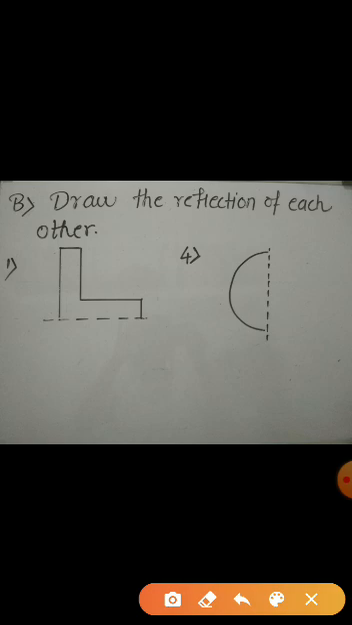Now come to the second question, that is question number B. Draw the reflections of the shapes. Here some shapes are given to you and you have to draw the reflection of the given shape, that is, you have to draw the mirror image. In the first figure, the upper side of the figure is given to you. So the reflection of this figure will be on the down side, right? So the reflection should be like this.